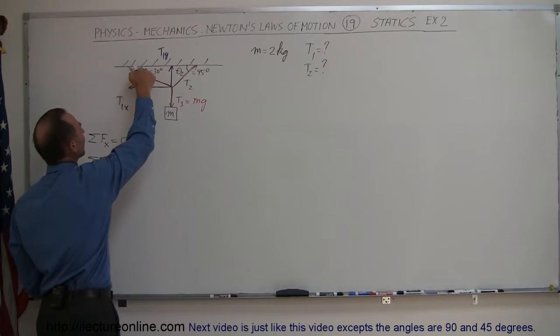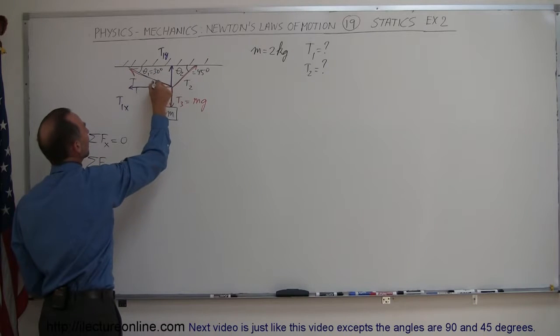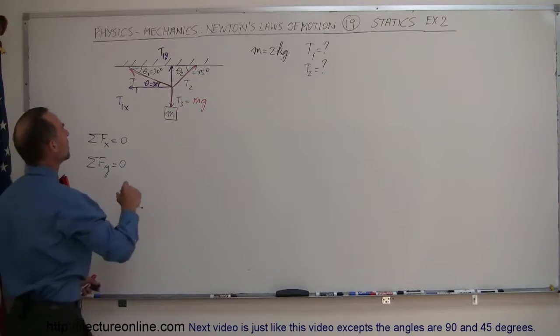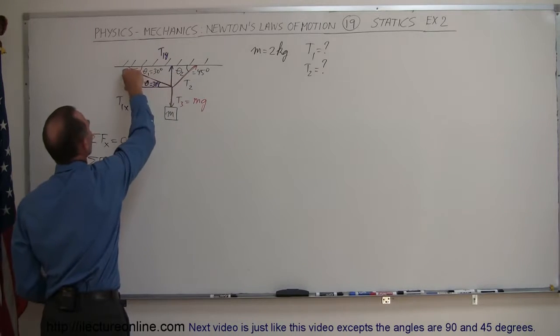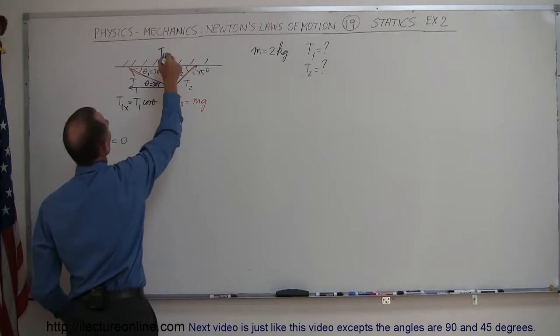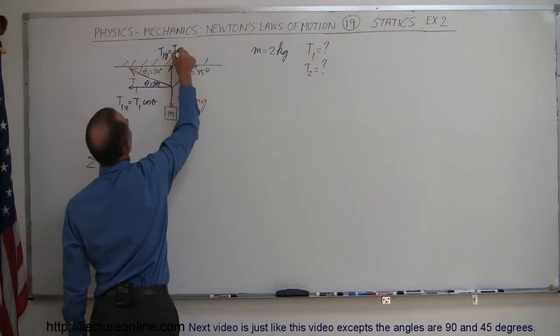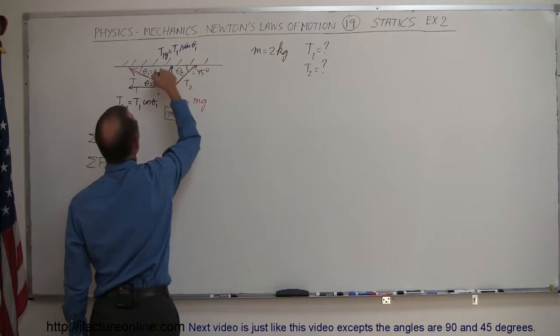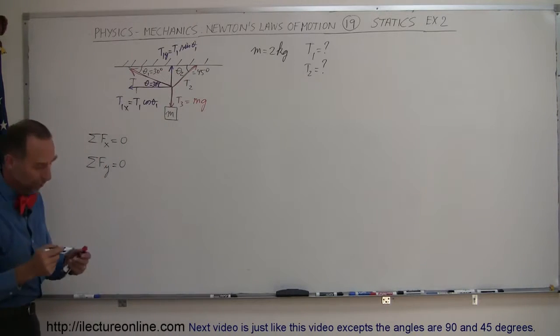Notice that if this angle is theta equal to 30 degrees, then this angle must be theta equal to 30 degrees as well, because alternate interior angles are equal, which means that this becomes the opposite to the angle, and this becomes adjacent to the angle, which means this is T1 times the cosine of theta, and this is T1 times the sine of theta. And of course, I should write theta 1 because theta 1 is the one that is 30 degrees.